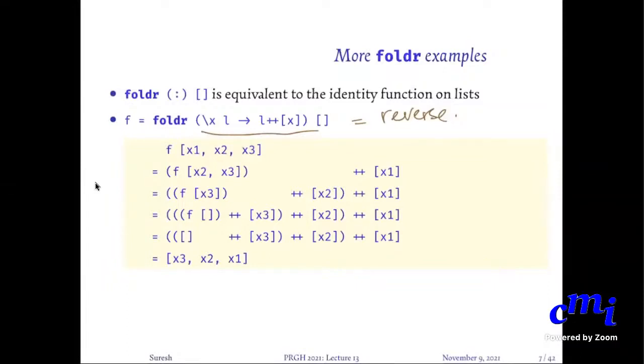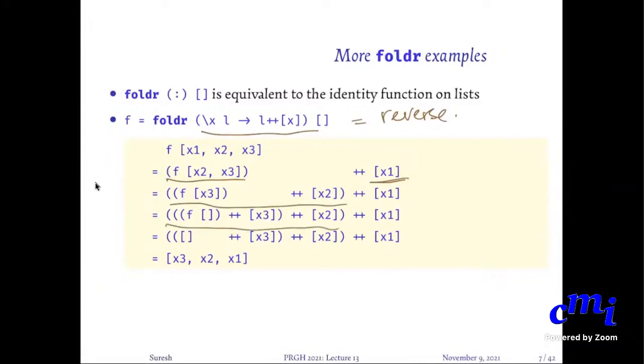So the first argument is the recursive value. The element is the one you are working with, the first element of the list, namely X1. Then you want to put that at the end of the recursive value. So F applied to X2, X3, plus plus X1. And this itself, if you recursively compute, it is this. And then you do that. And this itself is F applied to the empty list, plus plus X3.